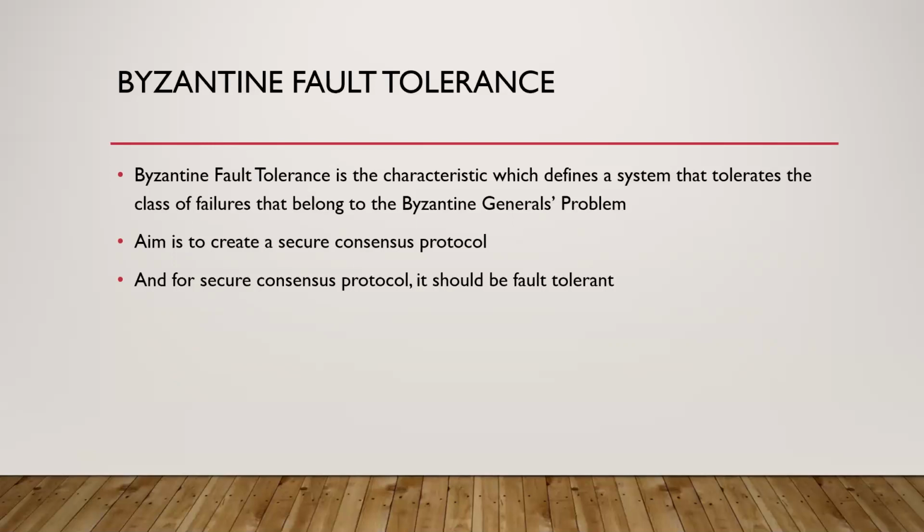Now the problem that arises here is, what if the person who is conveying the message is malicious? So they would perform the war at different times, or one may perform and another may not. So this is a kind of problem. This is the fault that we were talking about. This is the problem that we are trying to solve. What if this happens? So the main aim of Byzantine fault tolerance is to create a secure consensus protocol.